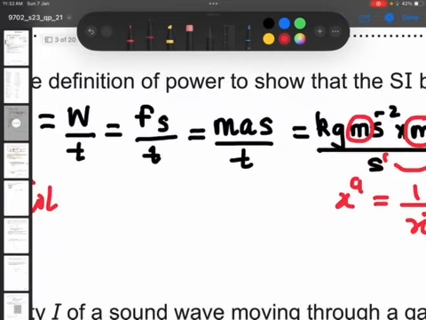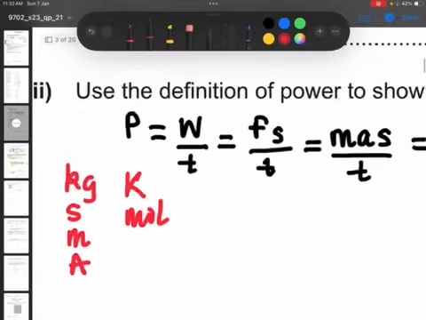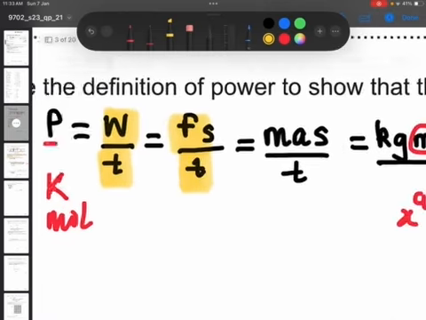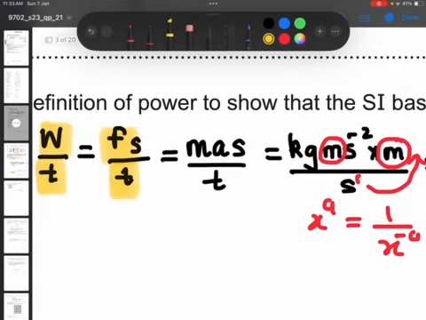The definition of power that we have just written is that power is equal to the work done per unit time. So it's work done over time, but work done is force times distance moved in the direction of the force. So actually force times displacement of the body. That's work done, and then divided by time again. Then we need to find a formula that gives us force.